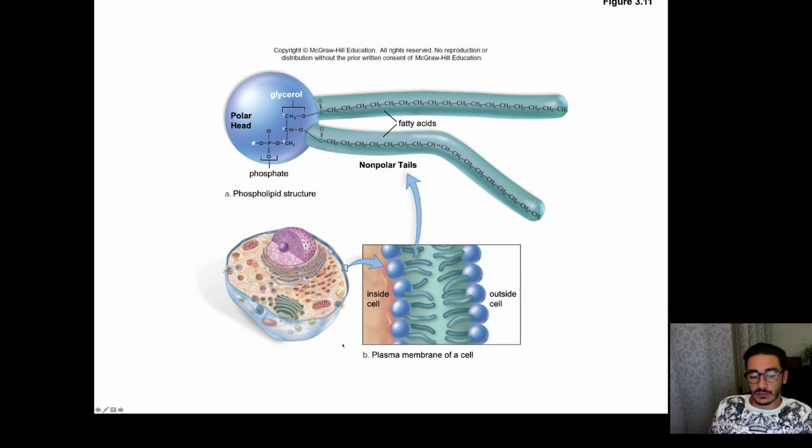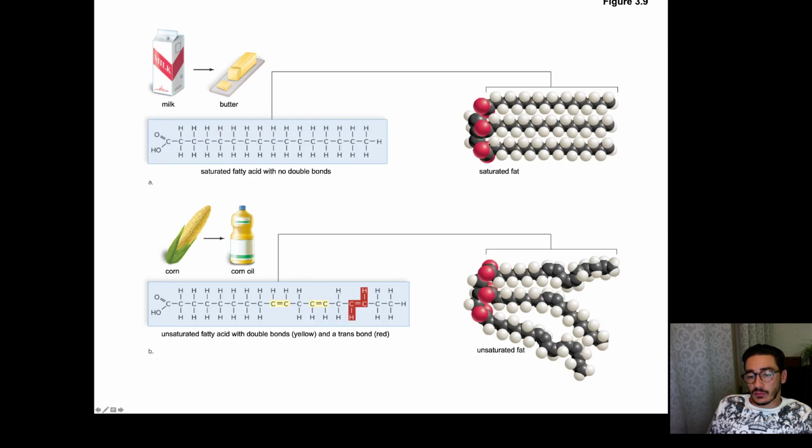It means they're gonna go through the cell membrane, and researchers have found out that if your cell membrane is made up of saturated fats, the membrane is going to be very tough, right? It doesn't have too many spaces between. It's not going to be that liquidy.